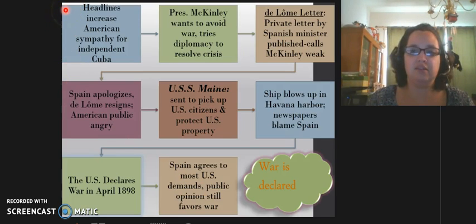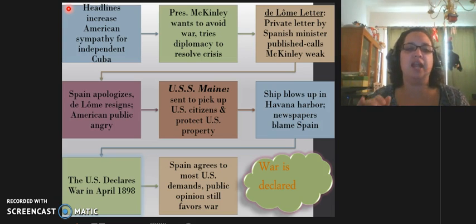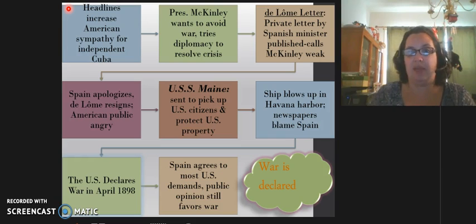Well, what happens leading to this war? Remember, the United States is still on the fence. Do we get involved in wars? Do we not? And these headlines that the yellow journalists are writing are increasing American sympathy for Cuba. They're like, oh my gosh, Spain is evil. But President McKinley wants to see if we can use diplomacy to resolve this. Let's not get involved quite yet. Let's just see if we can talk it out.